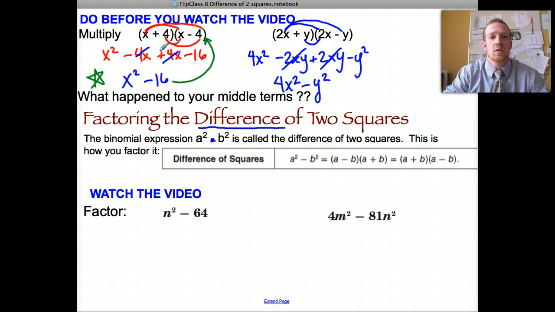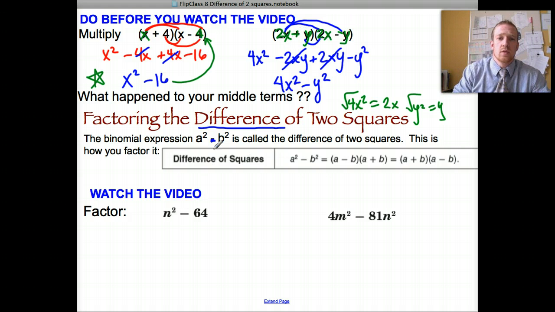Well, we know that with the difference of two squares, the middle terms cancel out. So what we do is we look at the square root of x squared. That's just x. What's the square root of 16? That's 4. So we know that if we have two perfect squares being subtracted, we can take the square root of the first, right? What's the square root of 4x squared? That equals 2x, and that's our first term here. What's the square root of the second, or the square root of y squared? That's just y. And that gives us a y and a negative y.